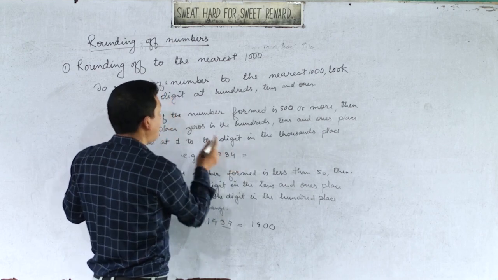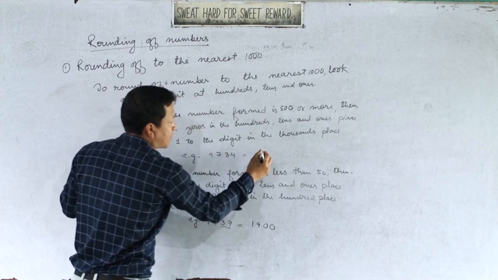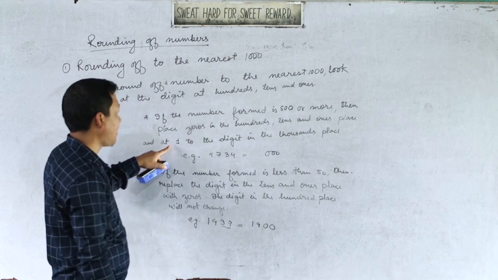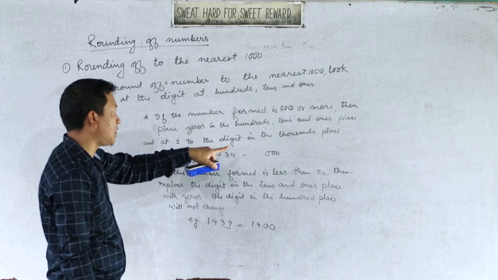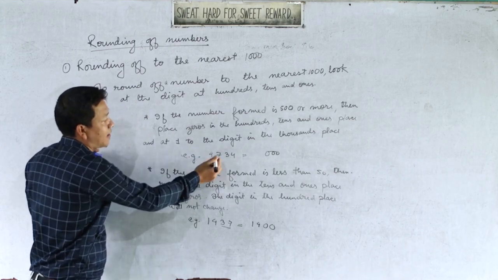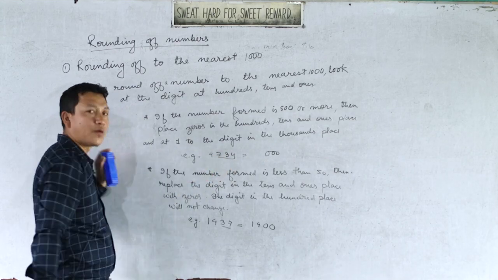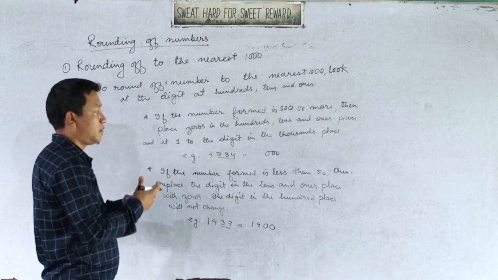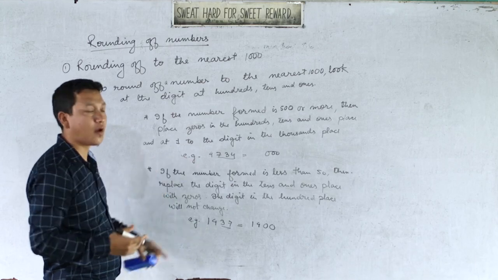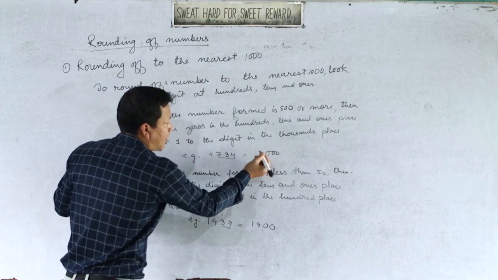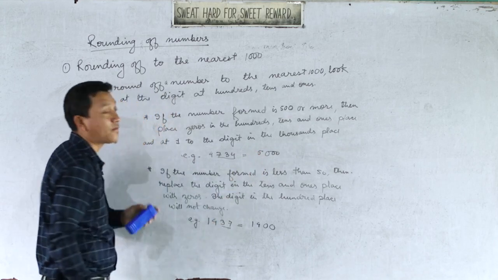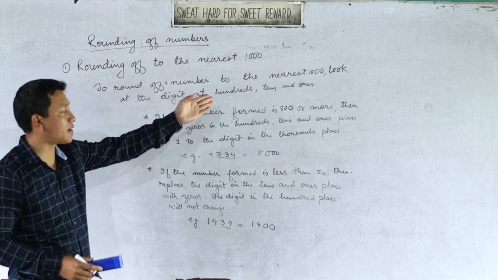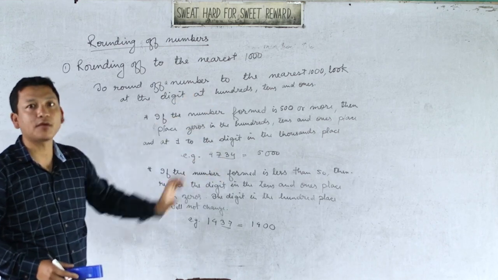734 is more than 500, so we replace the digits with zeros and add one to the digit in the thousand place. The thousand place digit is four. Add one to the digit in the thousand place: four plus one is five. The number is 5,000. 4,734 rounded to the nearest thousand is 5,000.